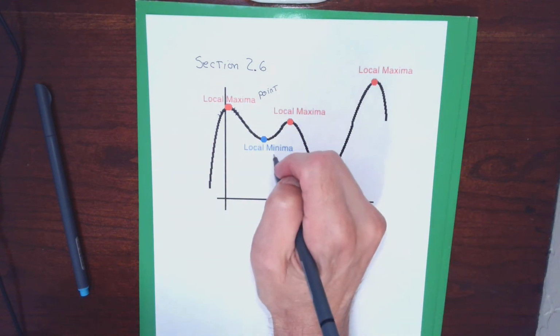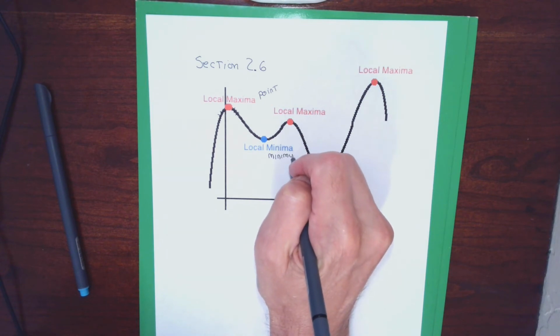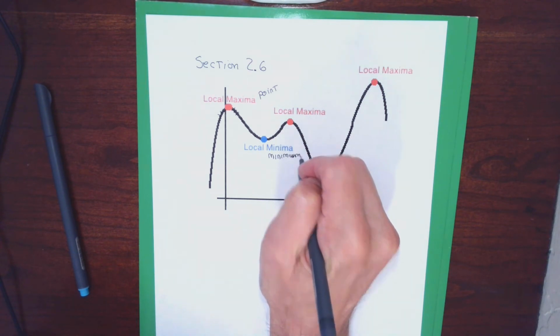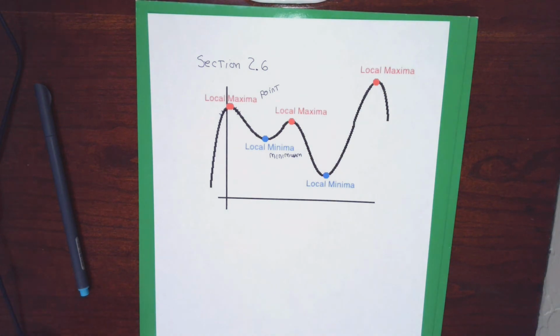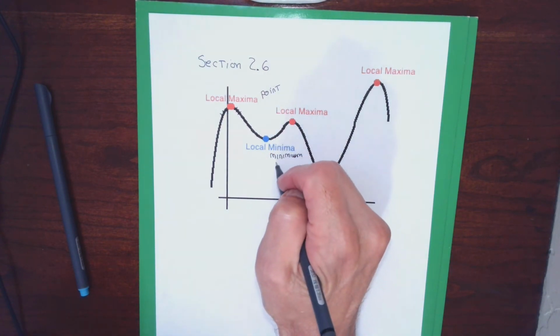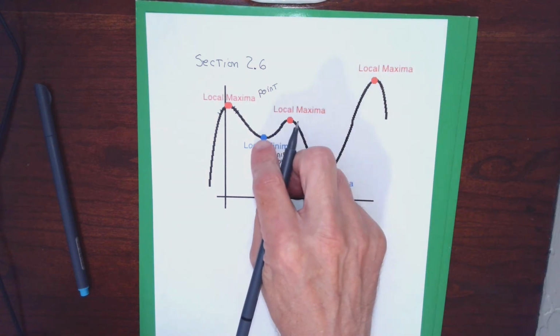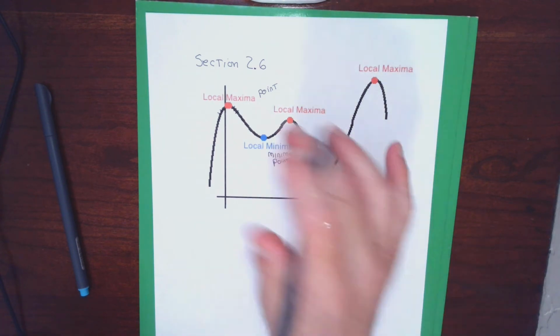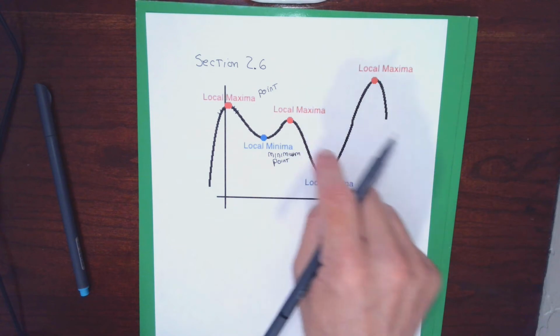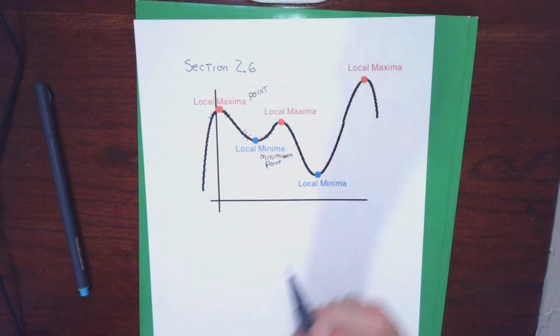A local minima or minimum, I'll use the words interchangeably, probably wrongly, because I forget grammatically. I guess one's singular, the other's plural. I don't remember. It's not important. But I would call this a local minimum or a local minima point. And again, it's not the lowest point on the graph. Minimum kind of means low, maximum more or less means high. But relative to anything close to it, it's lower than anything close to it.